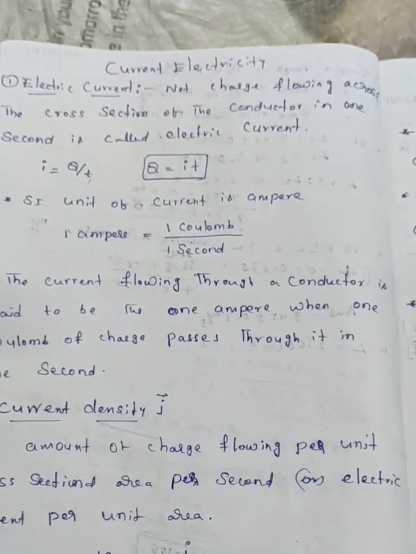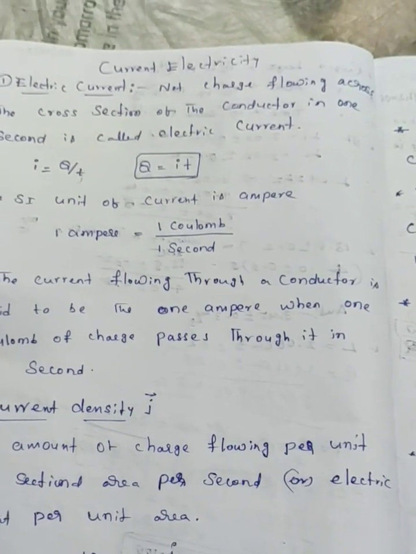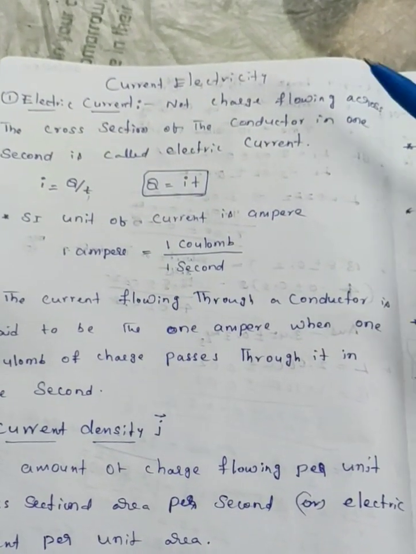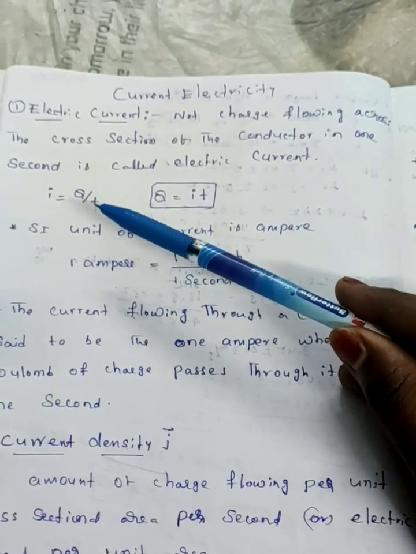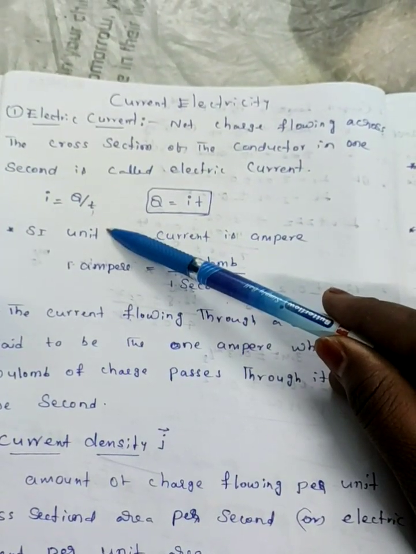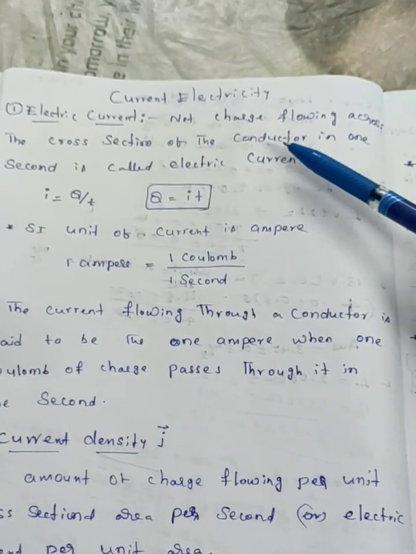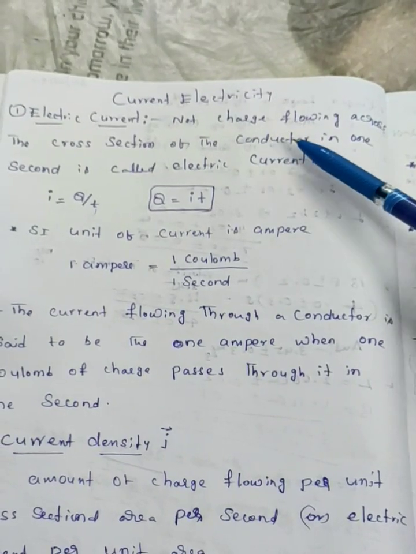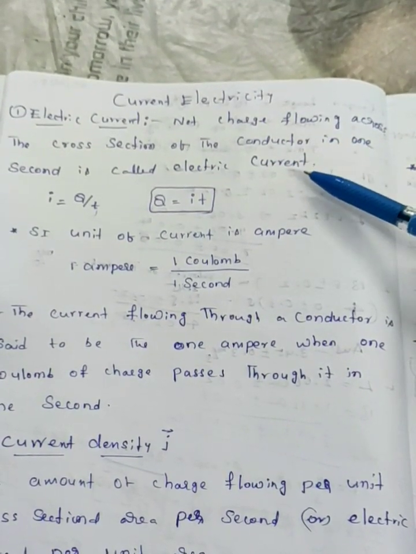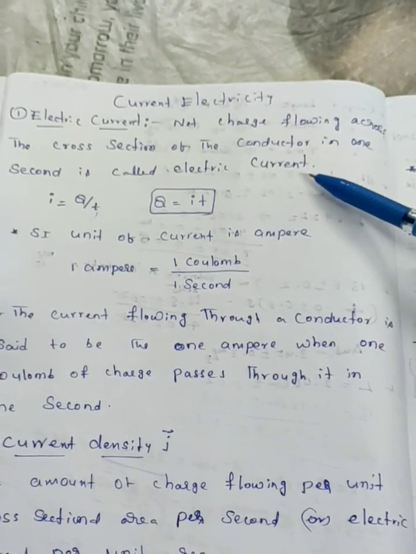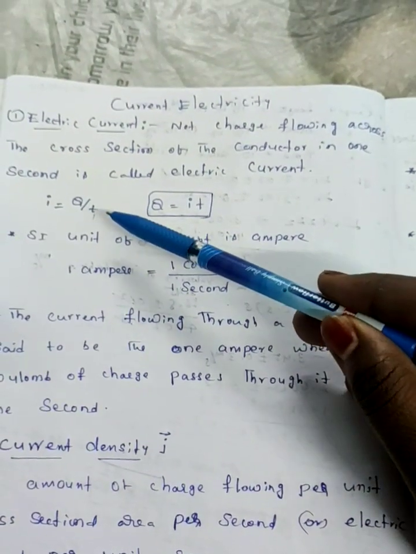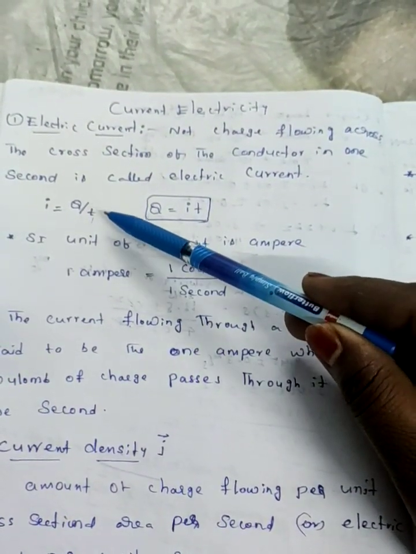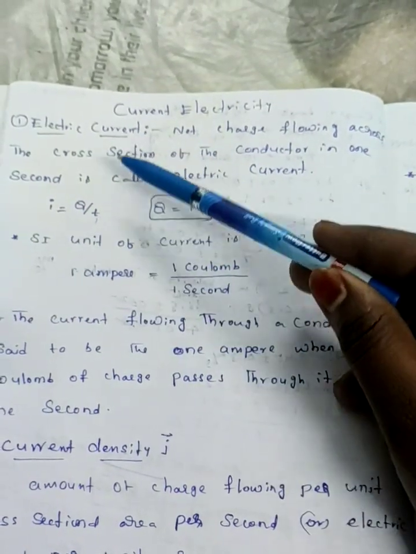Current, electricity. First topic, electric current. We will indicate it with I. Electric current is the flow of charge per unit second. In short, it is the net charge flowing across the cross-section of the conductor in 1 second. That means total charge per unit second. Flow of charge per unit second is called electric current.